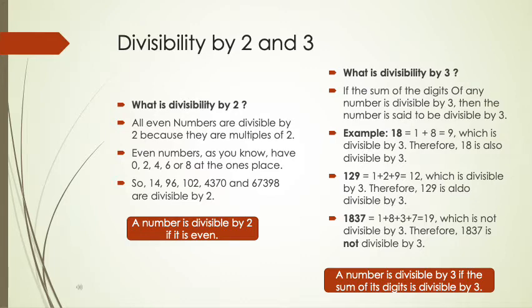Third example is 1837. Add the digits 1 plus 8 plus 3 plus 7. This equals 19. Now, is 19 divisible by 3? No. 19 is not divisible by 3. This means 1837 is not divisible by 3. See, कितना ज़्यादा simple है without using the paper or pencil, right? All you have to do is learn the divisibility rules.